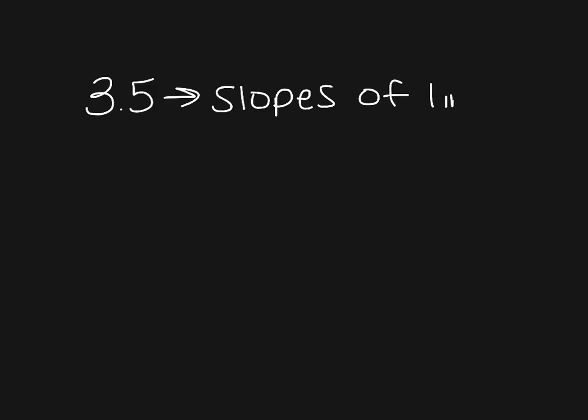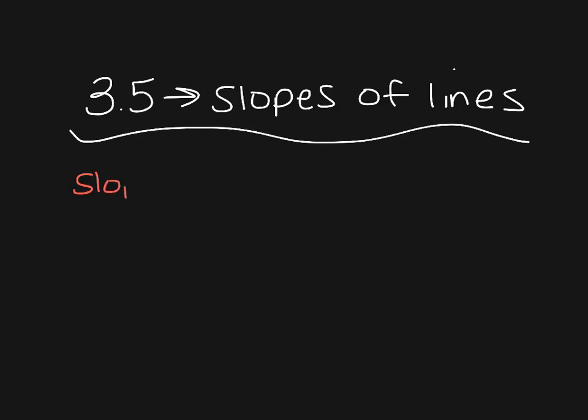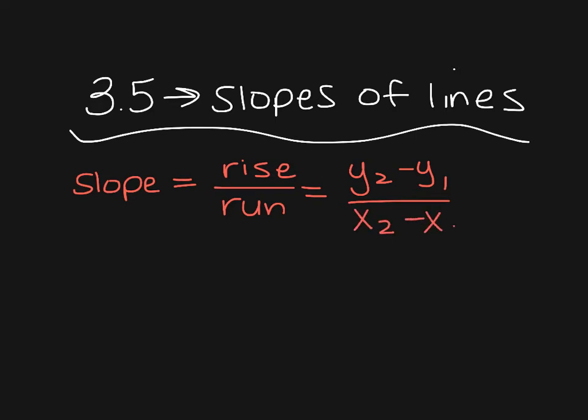In 3.5, we started talking about slopes of lines. So we start talking about what is slope. Slope is your rise over your run. It's your vertical change over your horizontal change. And the equation is y2 minus y1 over x2 minus x1. So you're going to see a couple of different kinds of questions here. You are going to see some where you have to identify the slope from a line, so you'd just be counting rise over run.